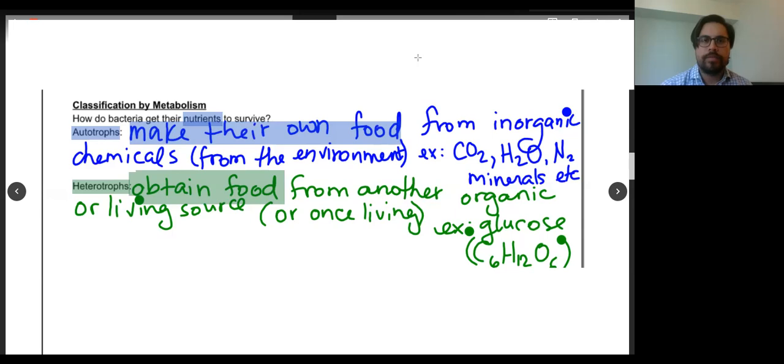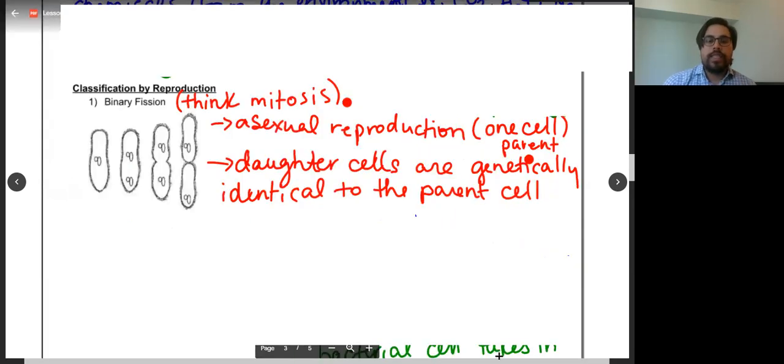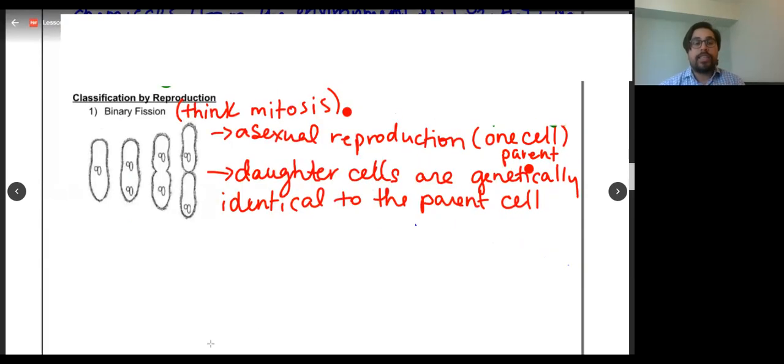All righty. So let's take a look at the second to last classification of bacteria that we will talk about today, and we'll look at how bacteria reproduce. There are three main ways with which bacteria reproduce. The first is binary fission, or mitosis, which is an asexual reproduction.